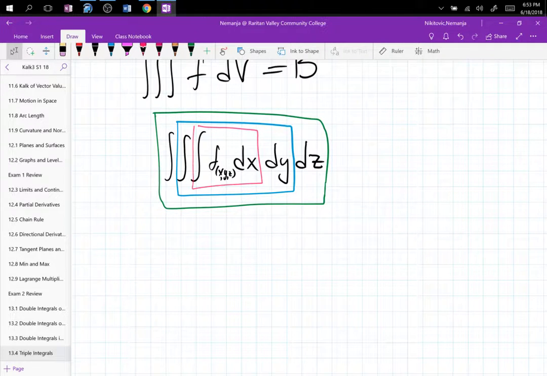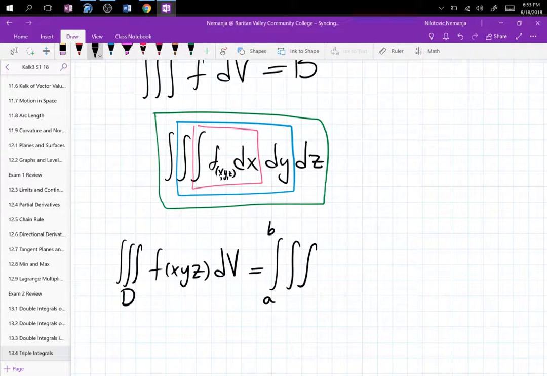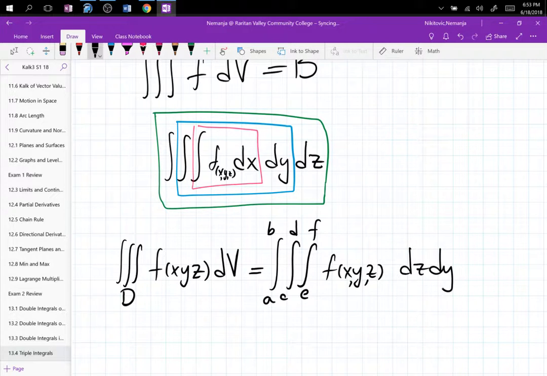Now we are going to define rectangular integrals and general integrals. So the region is now called D, the integral of the function f(x, y, z) dv would be a to b, c to d, e to f of some function, let's say f of x, y, z, and now we go dz, dy, dx.